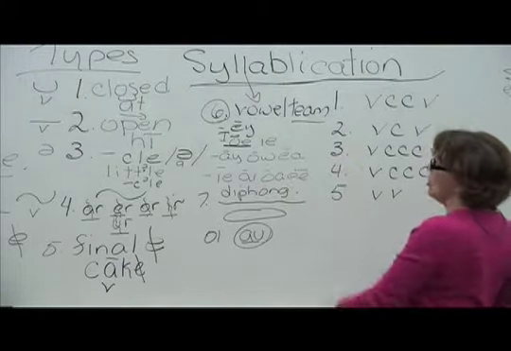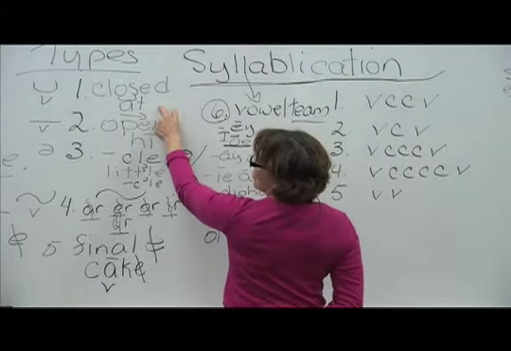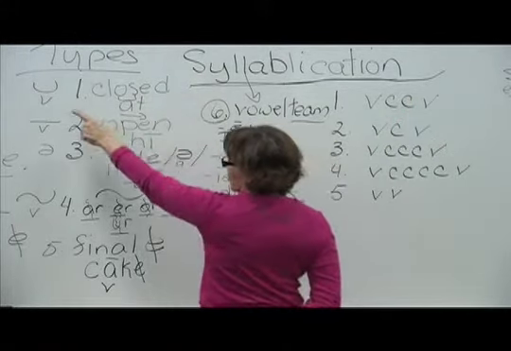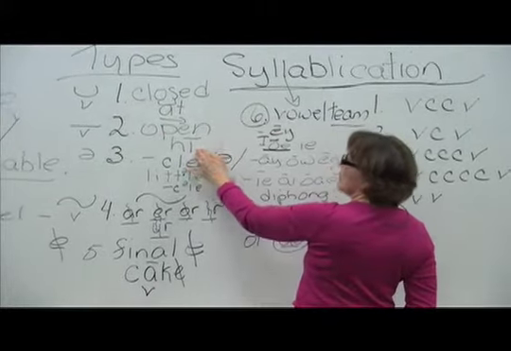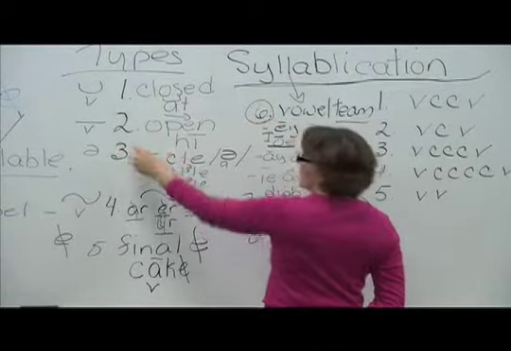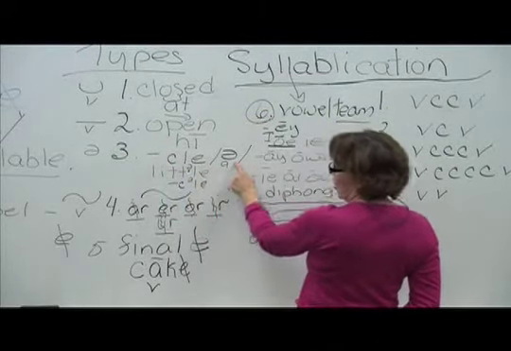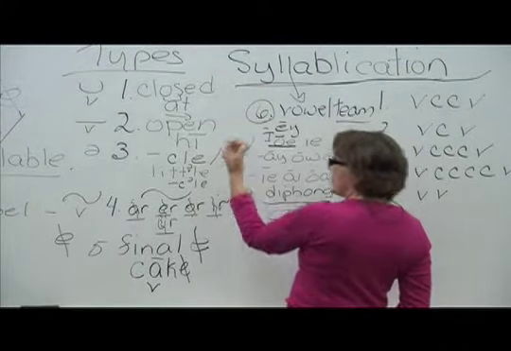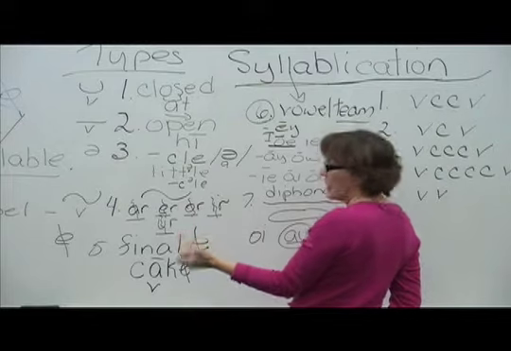In syllabication, there are 7 types of syllables. First type is closed. It's closed in by a consonant, makes it short. Second type is open. It's hanging out there by itself, makes it long, meaning the vowel. The other one is the consonant-LE, which we call that schwa. The letter isn't there, but the sound exists, and it's like an uh sound.